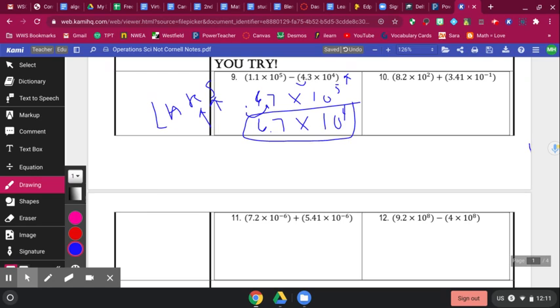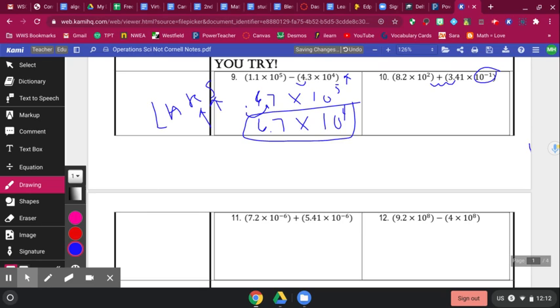Number 10 is really tricky because notice these exponents, they're not just one number off, they're 3 numbers off. So I have to adjust this kind of like 3 times. If I add 3 to negative 1, I get 2. But if I add 3 to this exponent, I need to move this decimal 3 times.